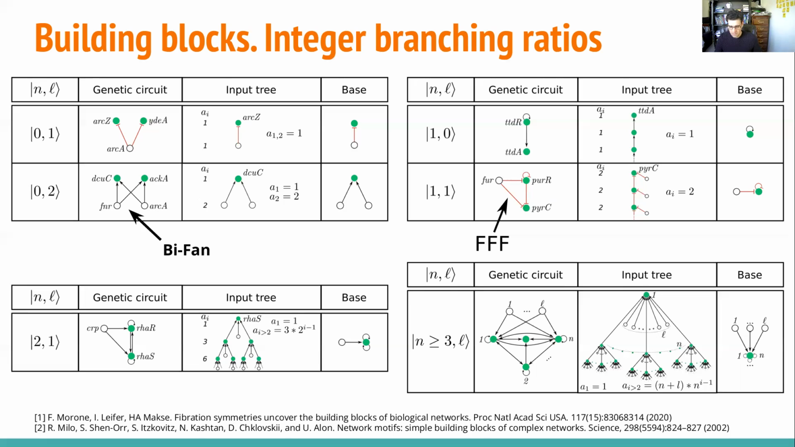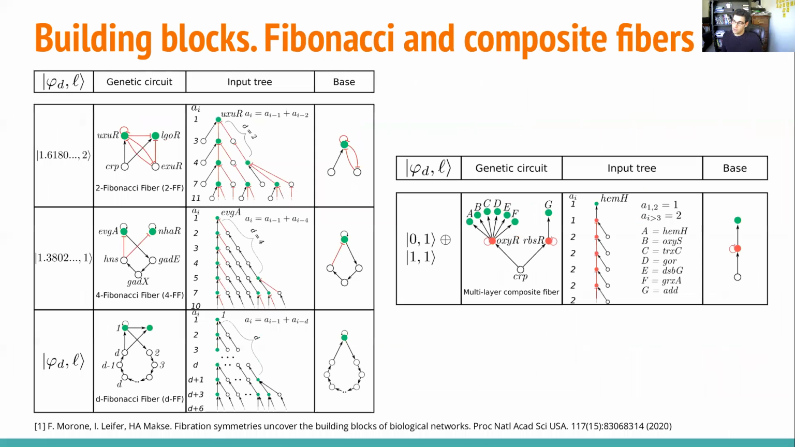Another circuit that we identified that is important to mention. So far we talked about the building blocks with integer branching ratios, but what we found is that in building blocks that have loops with the regulators, the branching ratio is not an integer anymore.